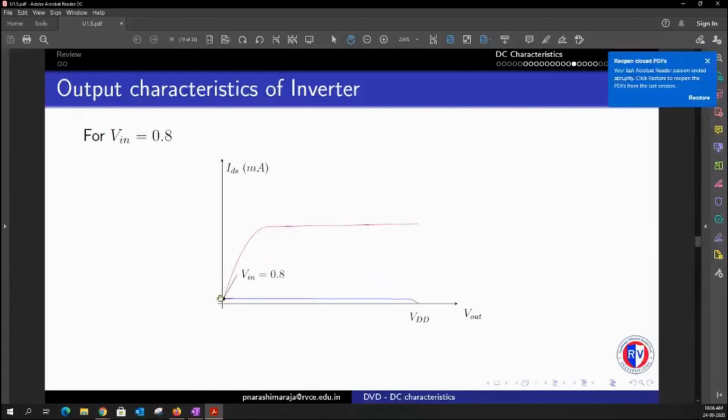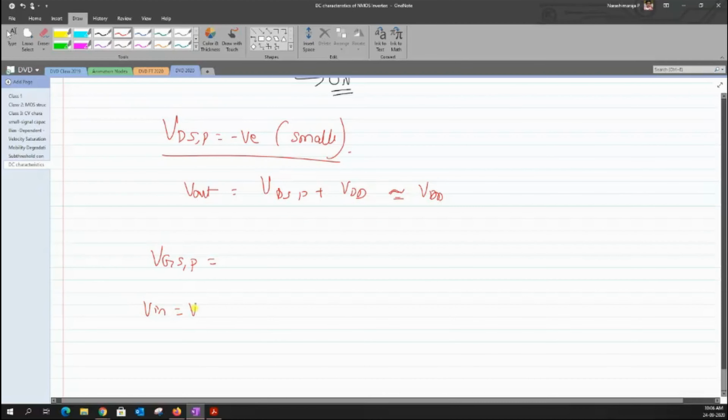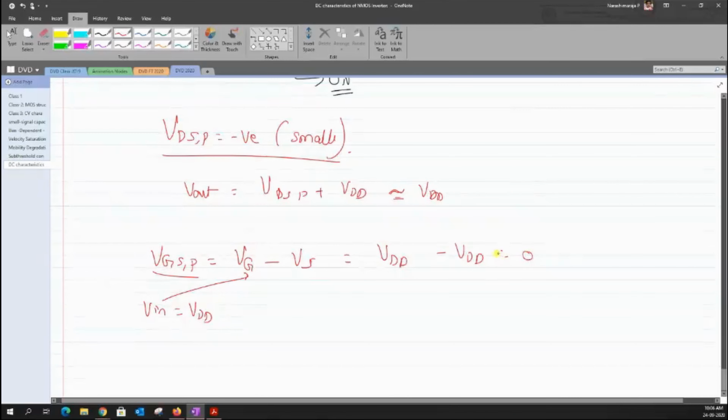As I move further, when the value of Vin is equal to VDD, I'll write the final condition. I have this VGSP, and my Vin is equal to VDD. What is the value across this VGSP? I can write it as VG minus VS, and we know that the source node is always connected to VDD, and the gate is connected to our Vin. When I apply this condition, we end up having a VGSP equal to 0. This 0 means the transistor will be turned off, right?